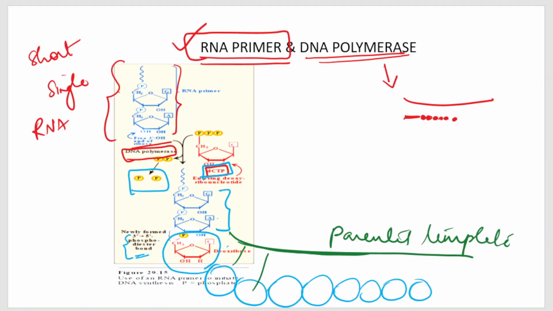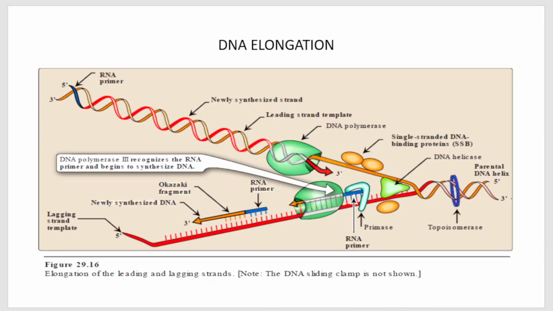So which initiates replication? DNA polymerase cannot add nucleotides as such, so it needs an RNA primer. An RNA primer is attached first, after which a DNA polymerase can attach the nucleotides. So this is how the initiation of the DNA synthesis happens.